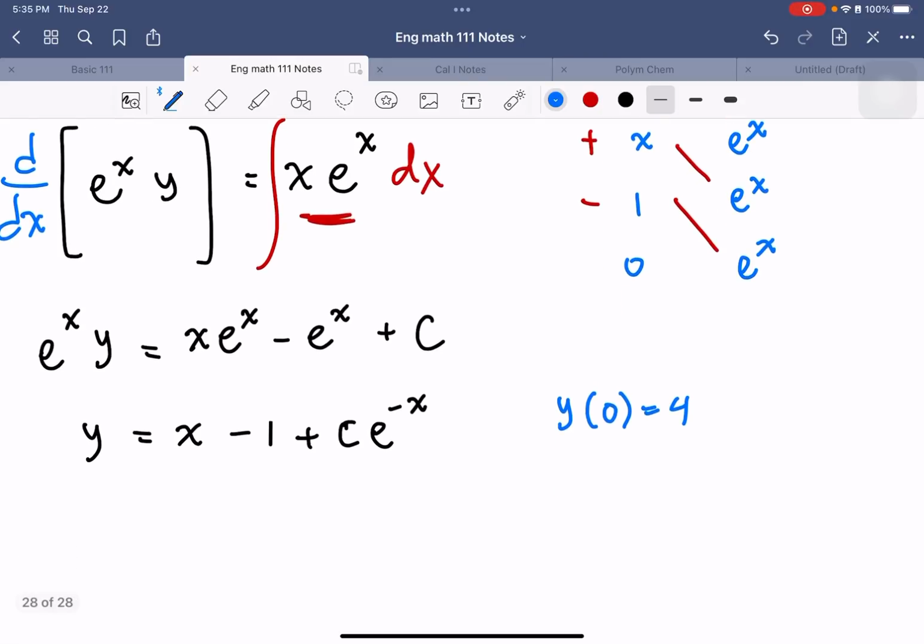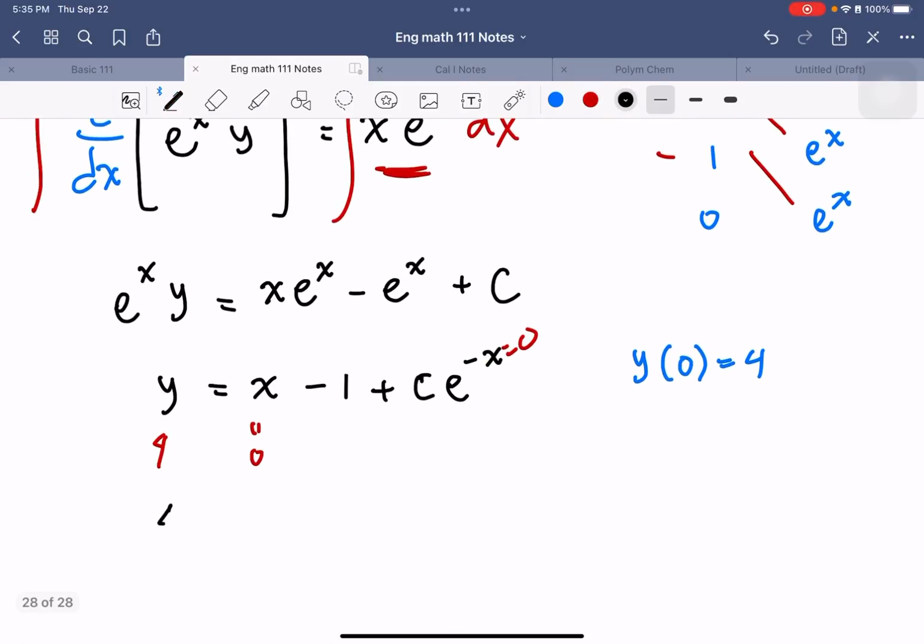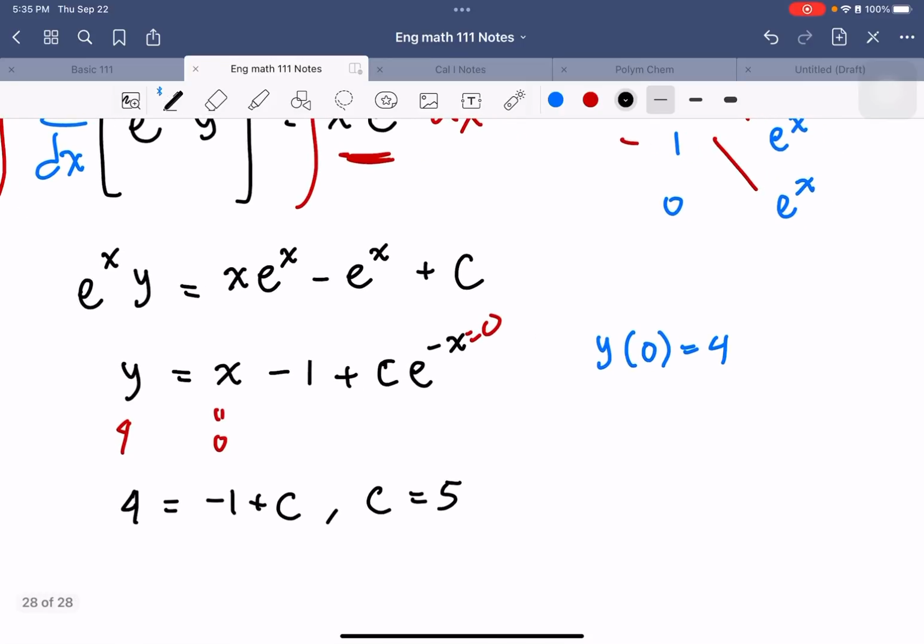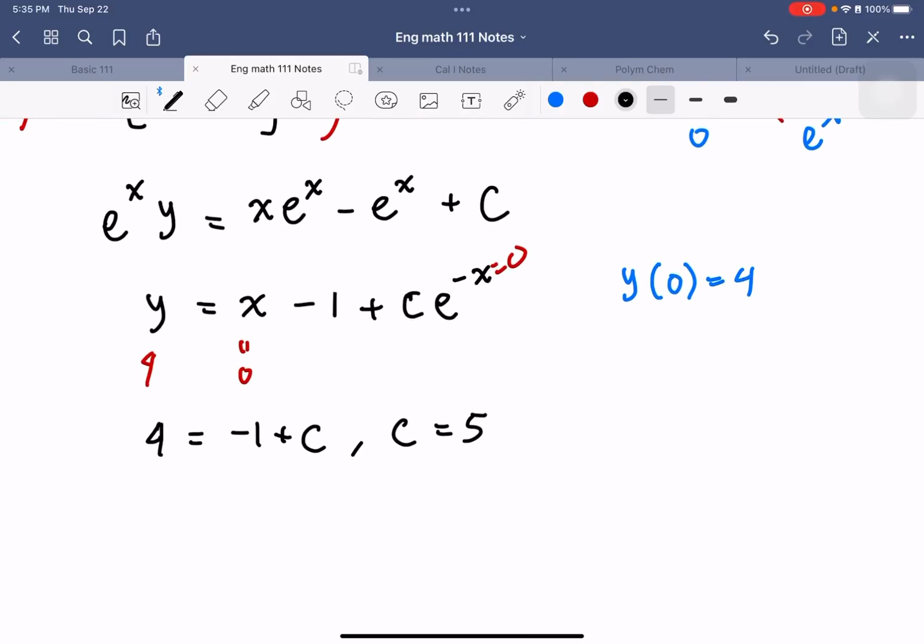We have the initial value, that is y(0) = 4. So we put this into our equation: put 0 for x, and this is 4, this is 0. So this will be 4 equals negative 1 plus c, or c is equal to 5. So we can write the whole solution: y = x minus 1 plus 5 e to the power of negative x.